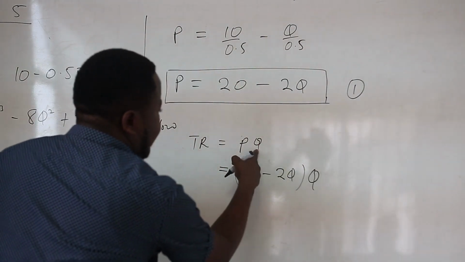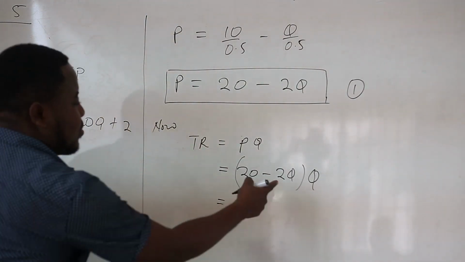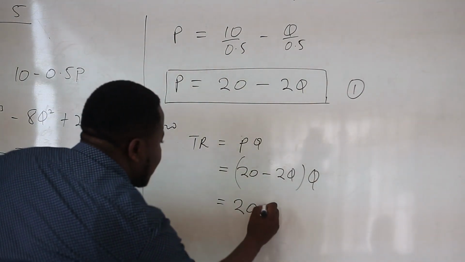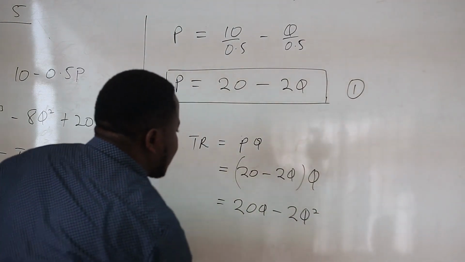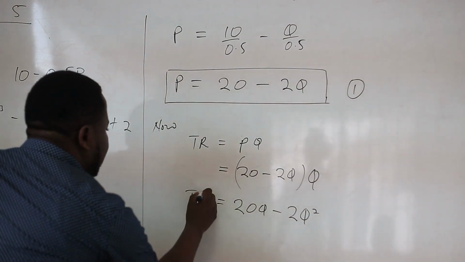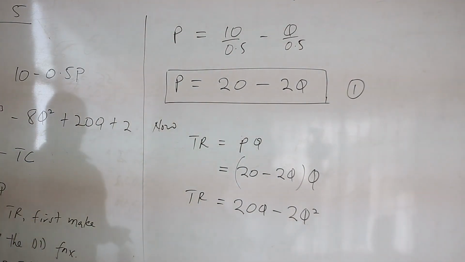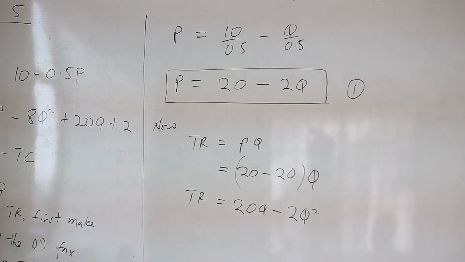So this is 20 minus 2Q times this Q. And we know how to expand functions. So Q multiplies this and Q multiplies this. So we have 20Q minus 2Q squared. So this is our total revenue. So we have the total revenue function, we have the total cost function. So if you substitute those two functions in the profit function, you can find the profit function.